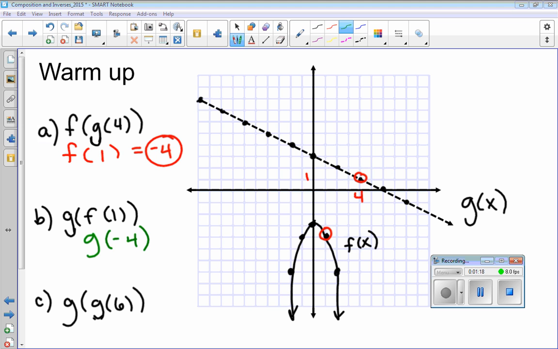I found F of 1 to be -4 because we knew that F of 1 is -4. How do I find G of -4? I don't make it a positive. Help him out for me. Go ahead, Angela. What do I do?